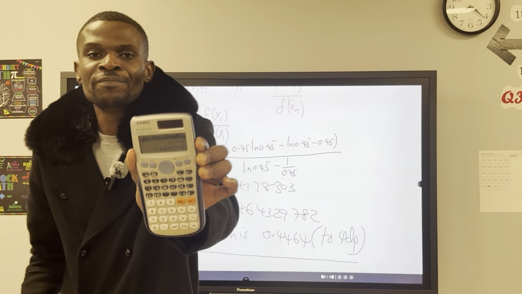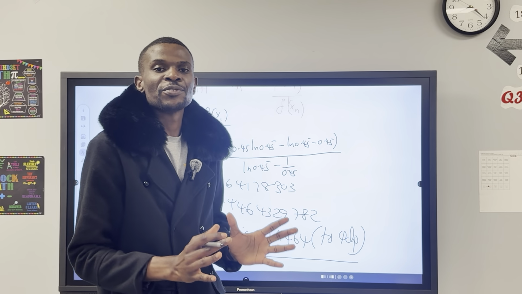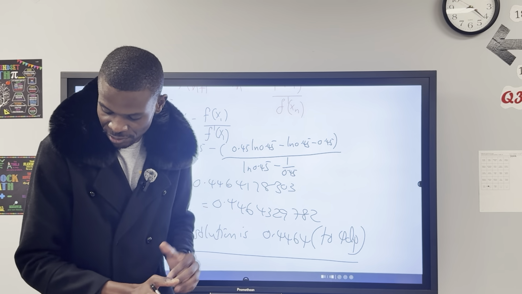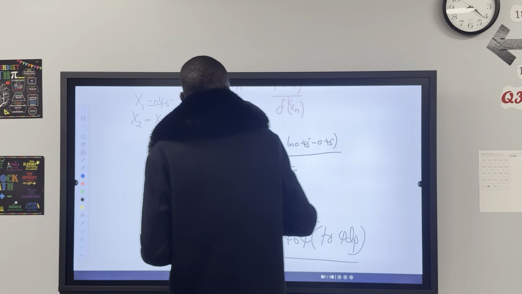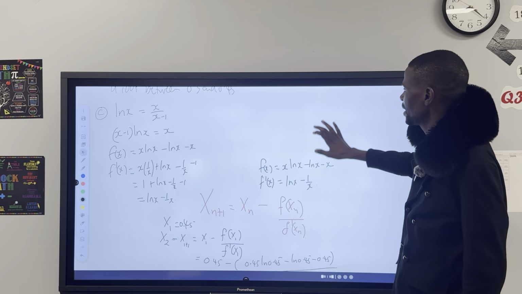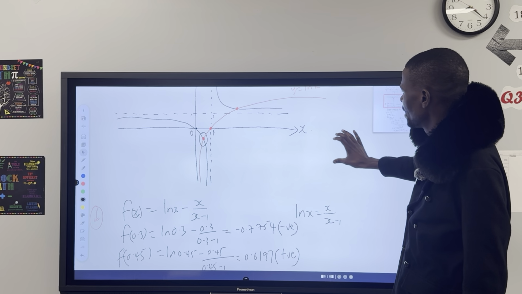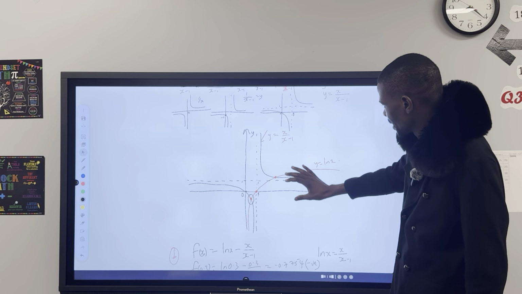So remember, from the question, they say use the Newton-Raphson method twice to estimate the solution correct to 4 decimal places. So guys, this is what we did. Remember, this question is 3 parts. The first part was to sketch. So we sketched this graph.